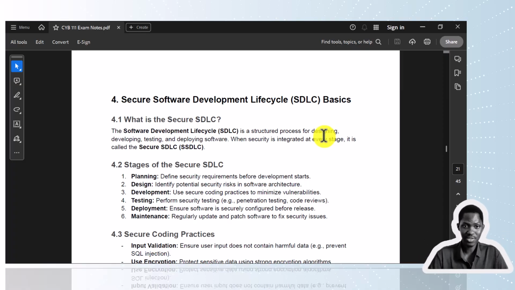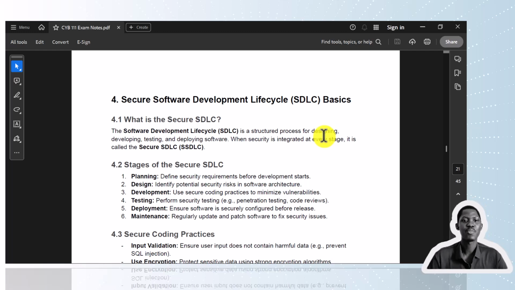Testing. After you have finished building the software, you will now test it. This is where you perform security testing, your penetration testing, code reviews, web application testing, API testing. You do all this in this particular stage.